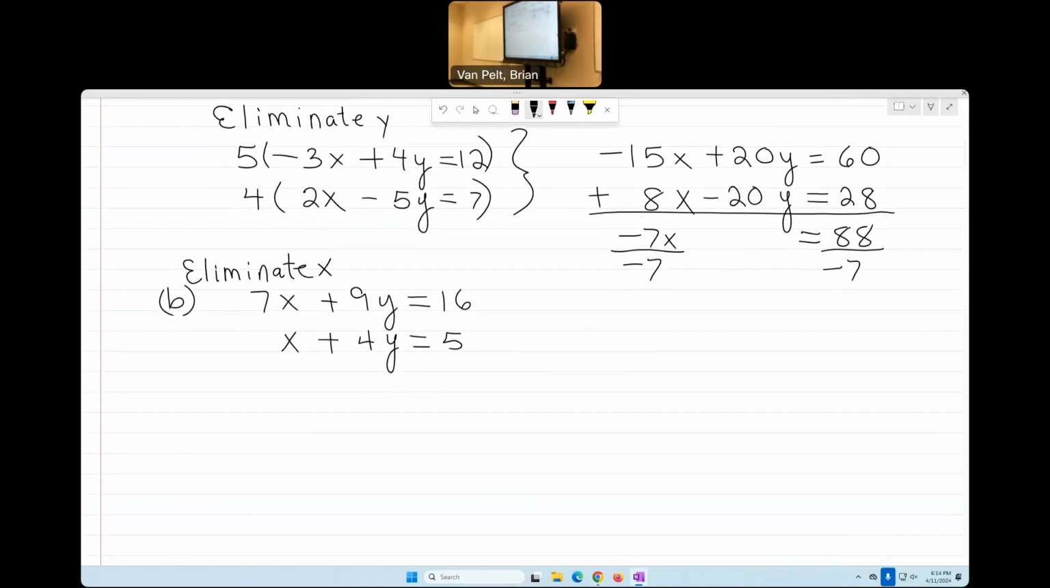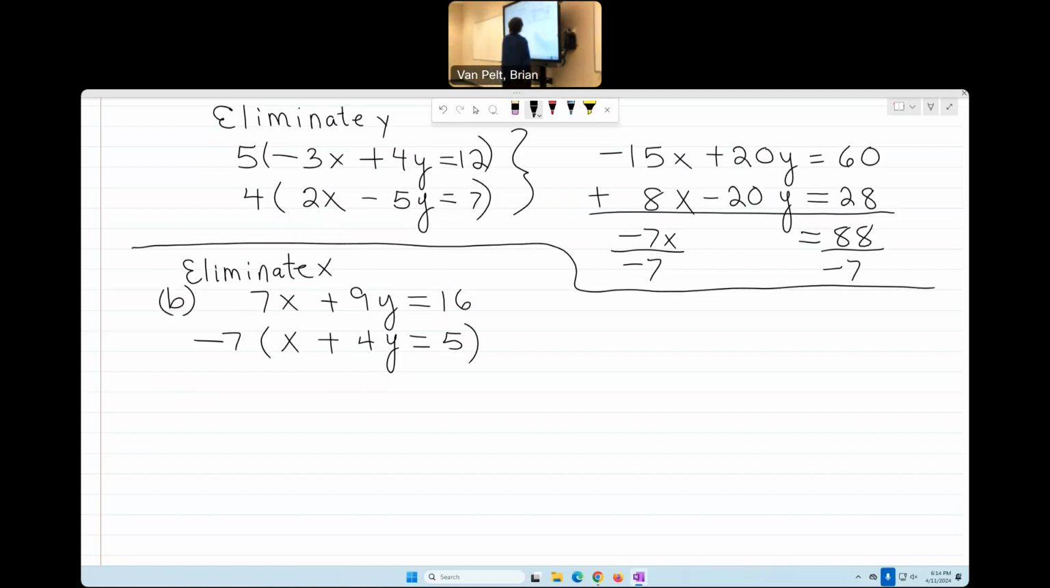So what can you multiply by to take out the x's? All you have to do in this one is multiply the bottom one by -7. And you'll have exactly what you want to wipe out the x's. So from these two, the first one I'm doing 7x plus 9y equals 16, and the bottom one -7x minus 28y equals -35.